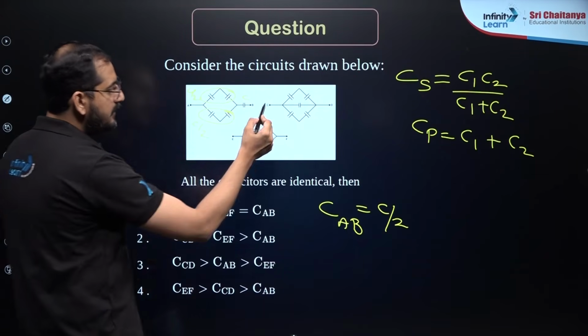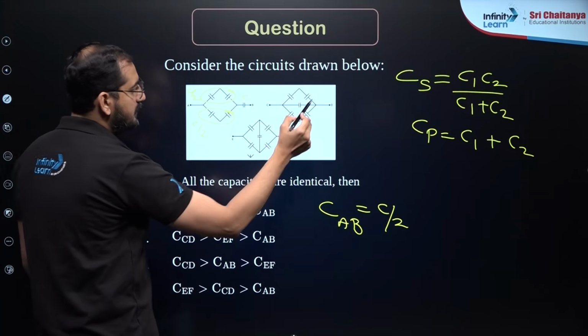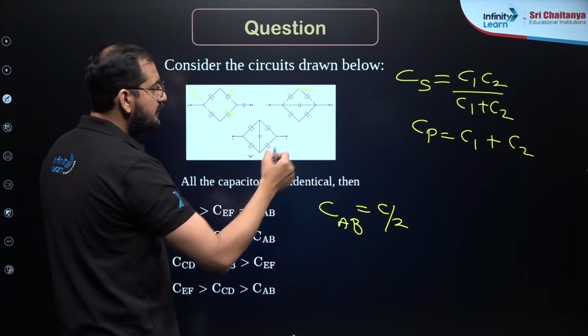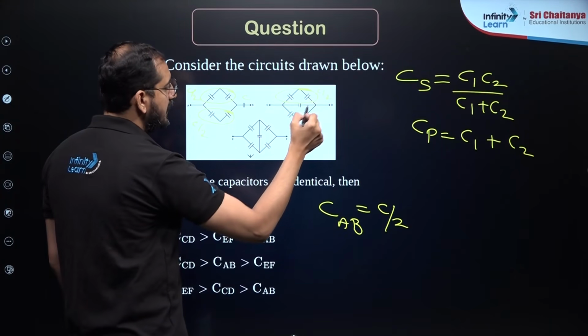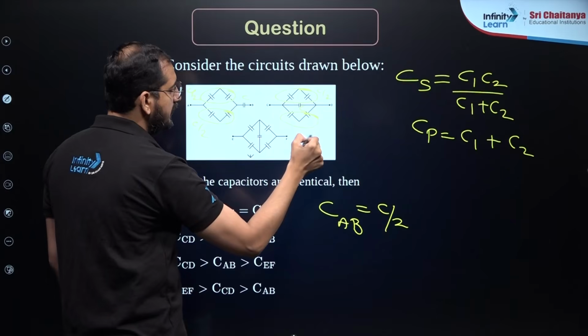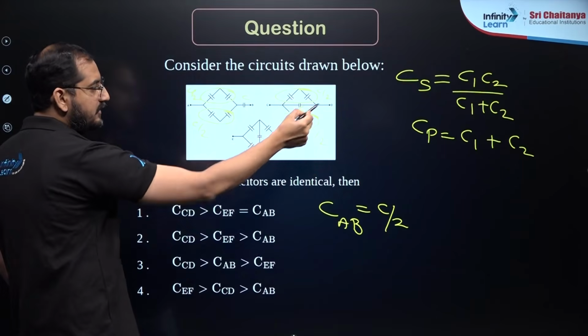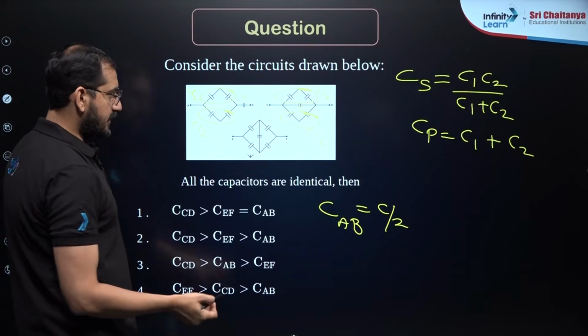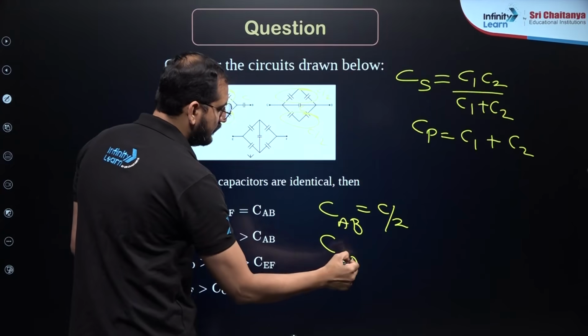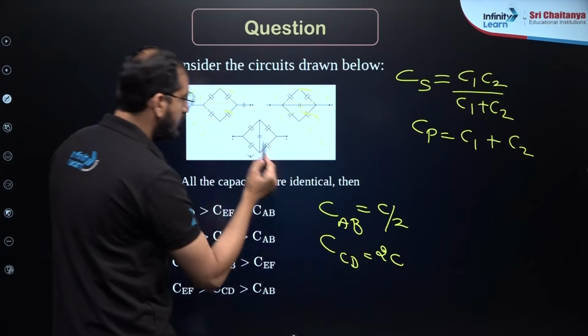Okay. Let's calculate about this one. Both are in series. We can write this as C by 2, and then we have C, and the bottom one is again C by 2, right? Let's add these three values. We are going to get 2C. Now the next one, okay?